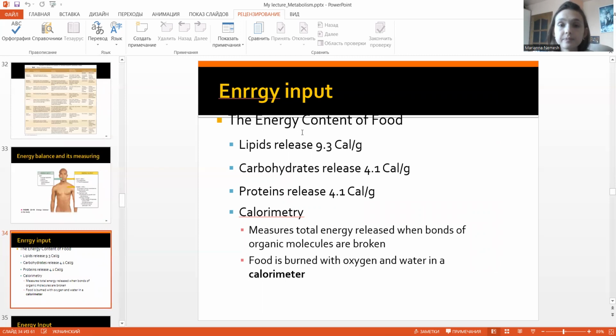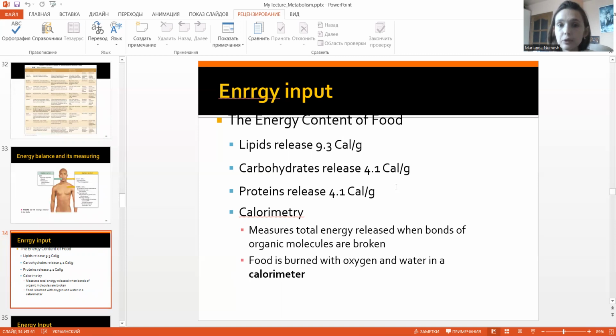So, energy input, like the energy content of the food. Lipids release about 9.3 kilocalories per gram, carbohydrates release about 4.1, and proteins release about 4.1 kilocalories per gram. Calorimetry is a measurement of the total energy released when bonds of organic molecules are broken. Food is burned with oxygen and water in a calorimeter.